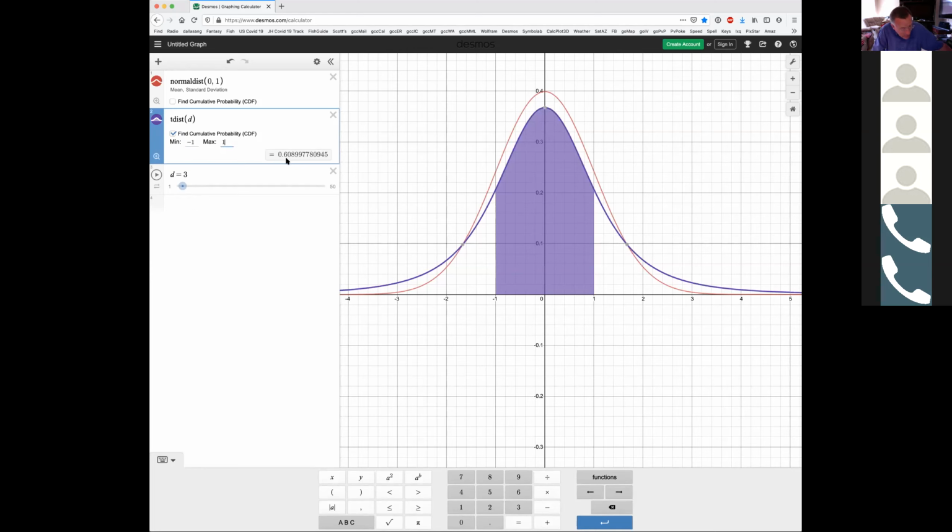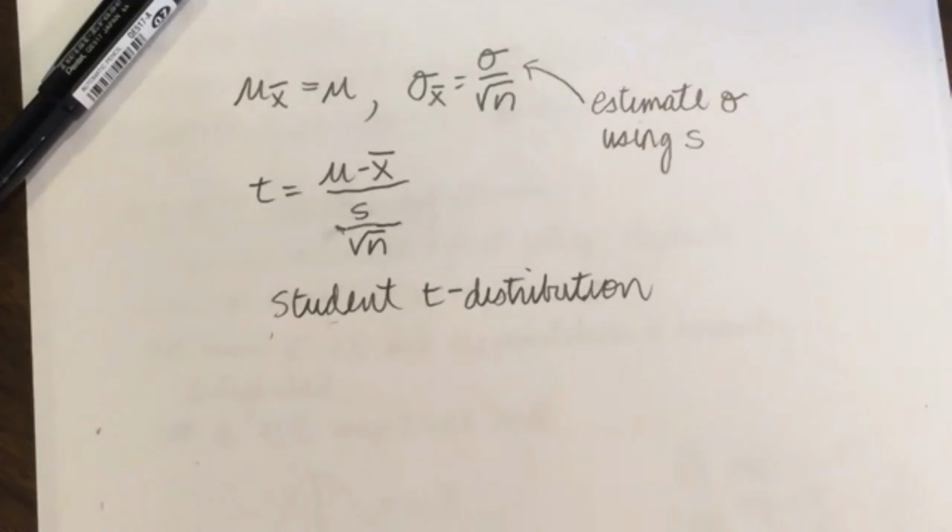Okay, so the way this thing works out then, I'm going to stop sharing. The way this thing works out is that if we want to estimate the population mean and, instead of using sigma, estimate it with the sample standard deviation, then the whole calculation works the same, except we have to use the t-curve instead of the normal curve.